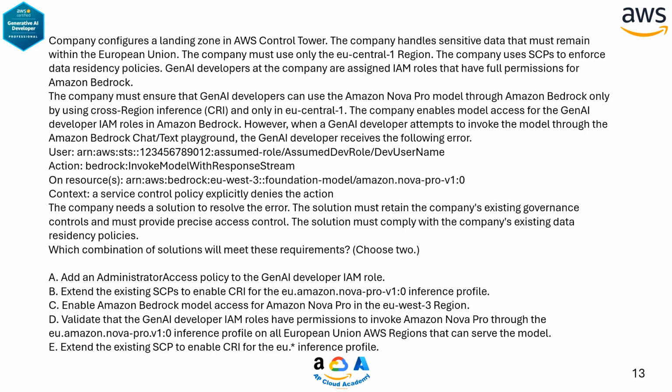User: ARN AWS STS 1234567891012, assumed-role/assumed-dev-role/dev-username. Action: bedrock:InvokeModelWithResponseStream. On resources: ARN AWS Bedrock, EU West 3, foundation-model/amazon.nova-pro-v1:0. Context: a service control policy explicitly denies the action.